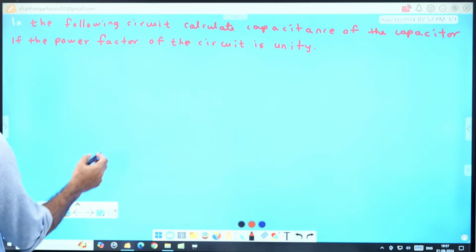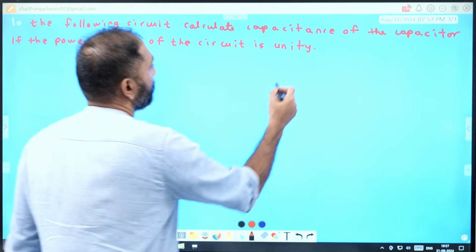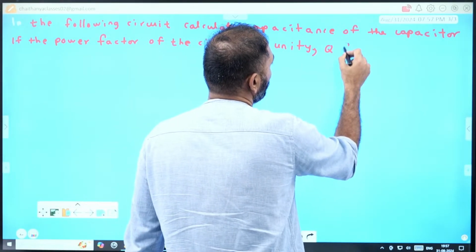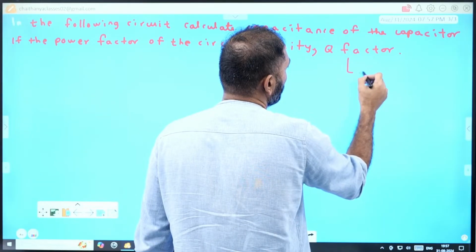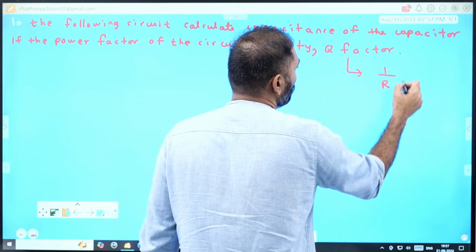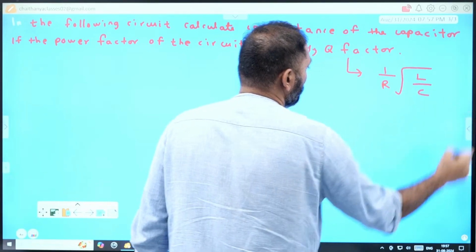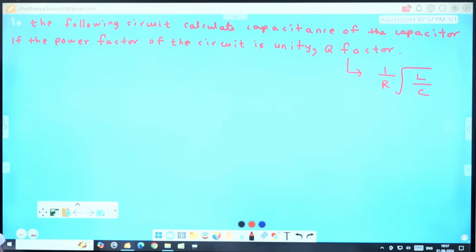Now given the circuit, and also the Q factor. Its derivation is not important. Q factor is equal to 1 by R root L by C. Just remember the formula for Q factor, 1 by R root L by C.